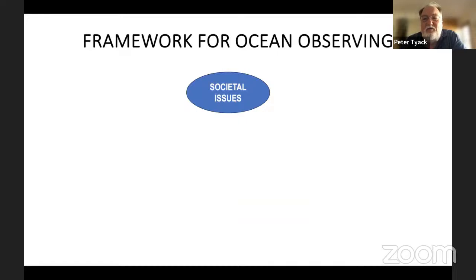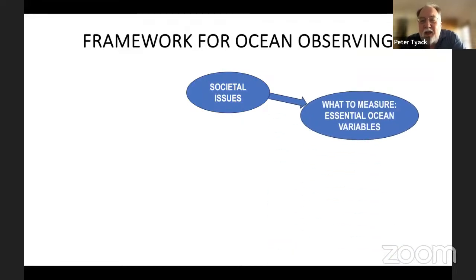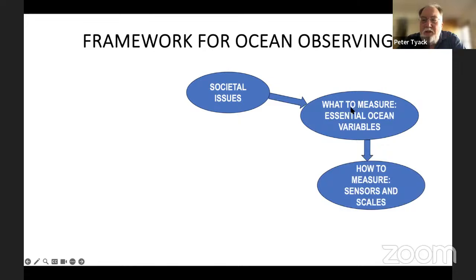And the framework for setting this up starts with societal issues like predicting and managing climate change. And the point about these essential ocean variables is, when you start with a societal issue, the essential ocean variables are the decision of what needs to be measured in order to address the issues. Once you have developed the essential ocean variables, the question is how to measure them. What sensors do you need to use? And what are the scales in the global ocean over which you need to make the measurement?